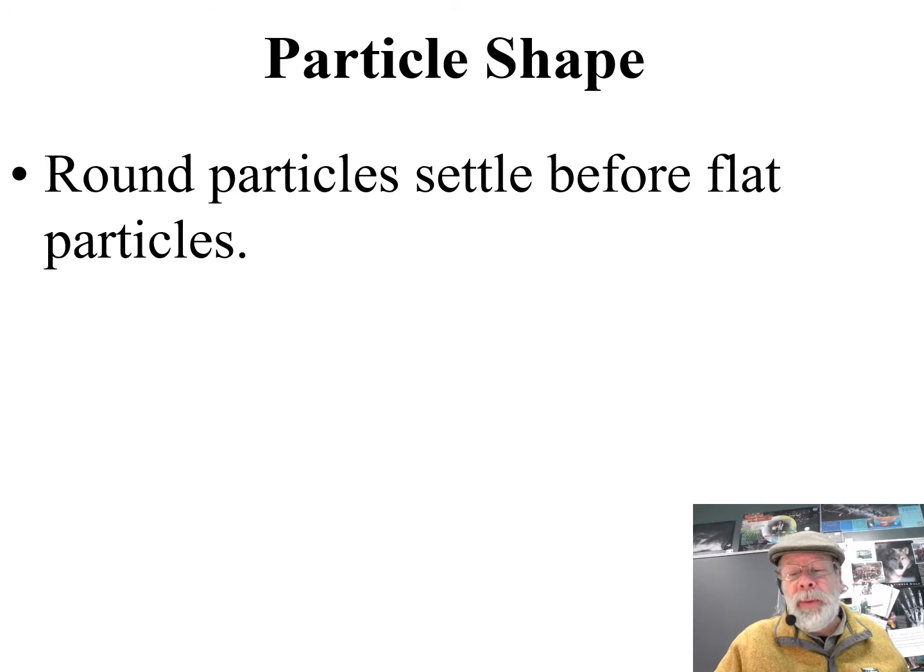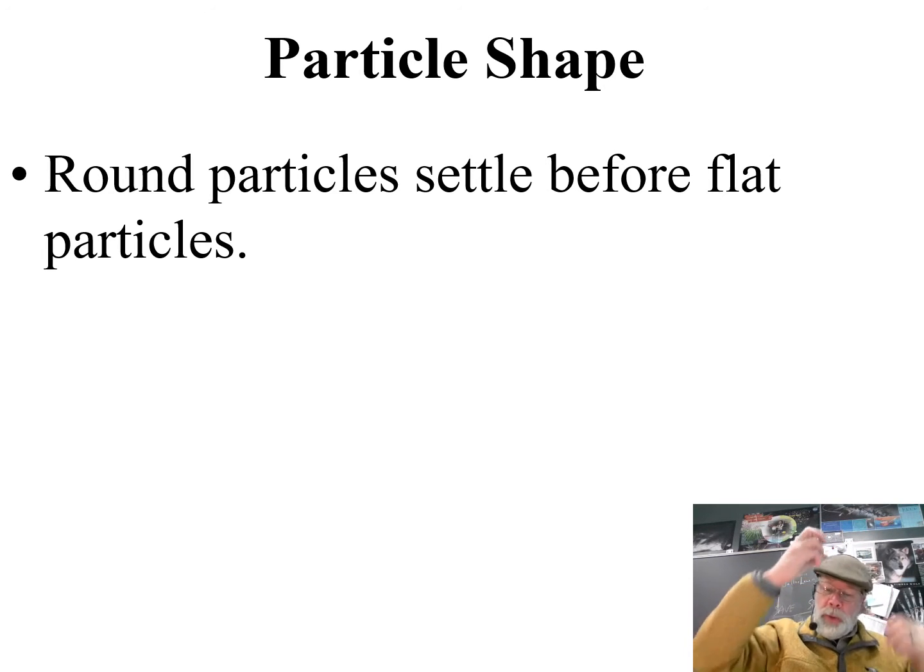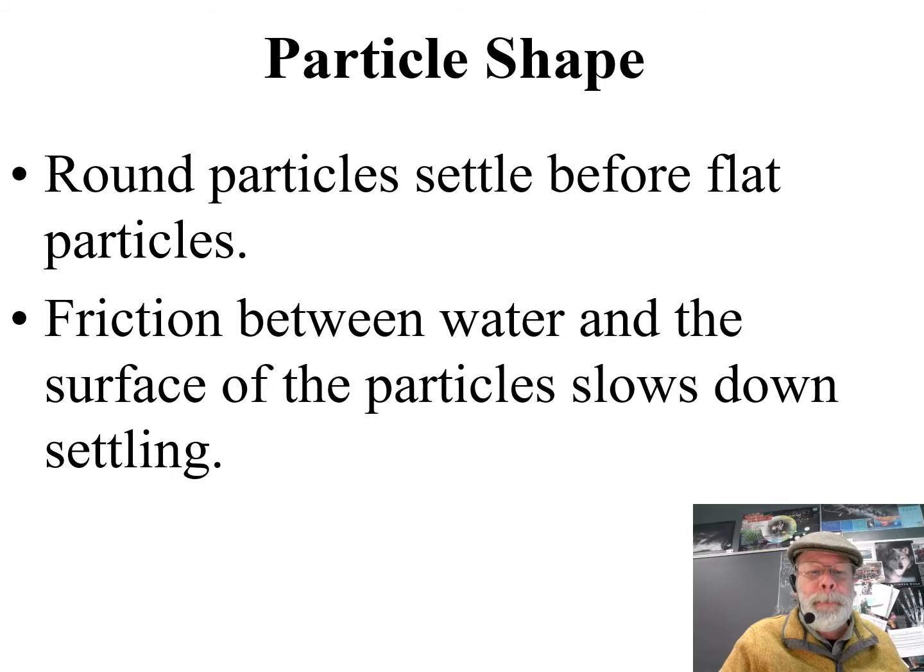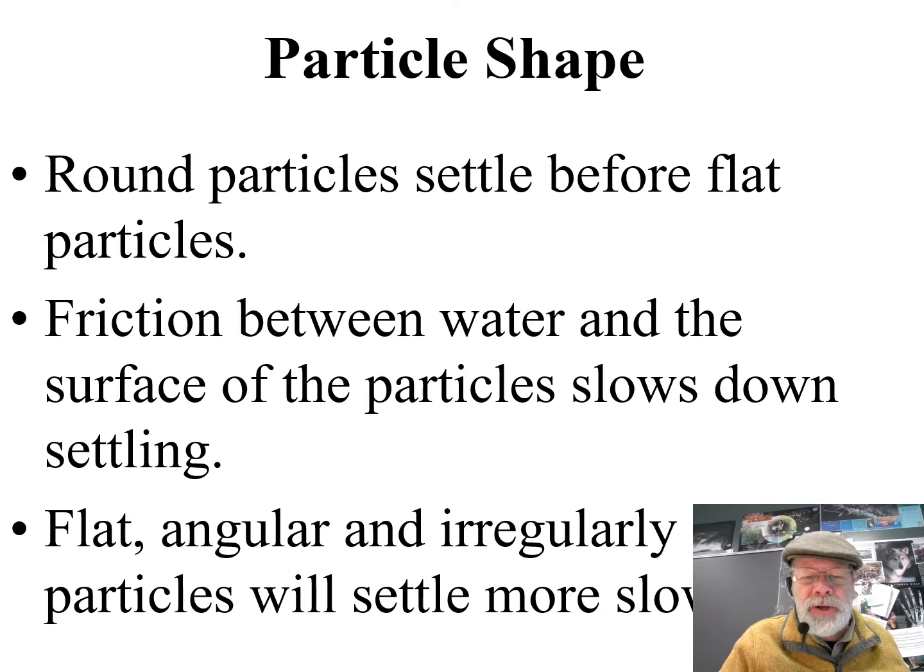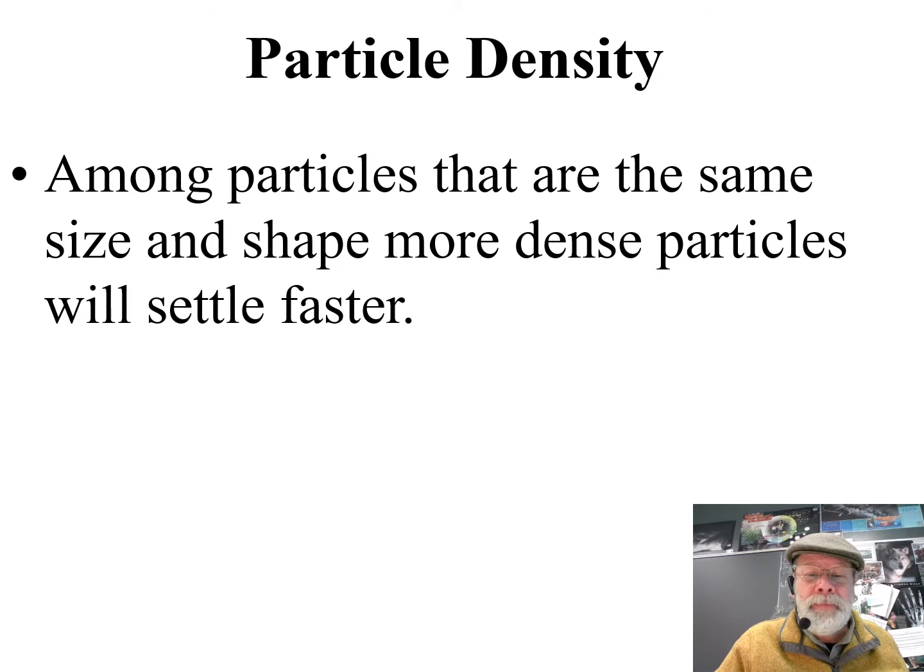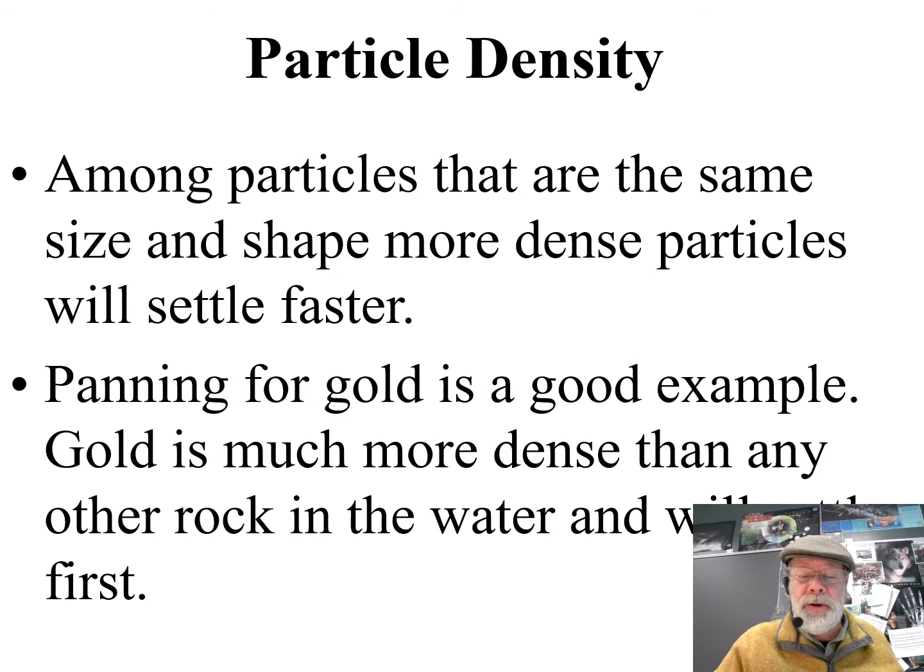If you are talking about shape, it makes sense that round particles settle before flat particles. Flat particles will flutter, round particles head right down. Friction between the water will slow the particles down. Round particles settle faster. That's all you really need to know. More dense particles obviously would settle faster.